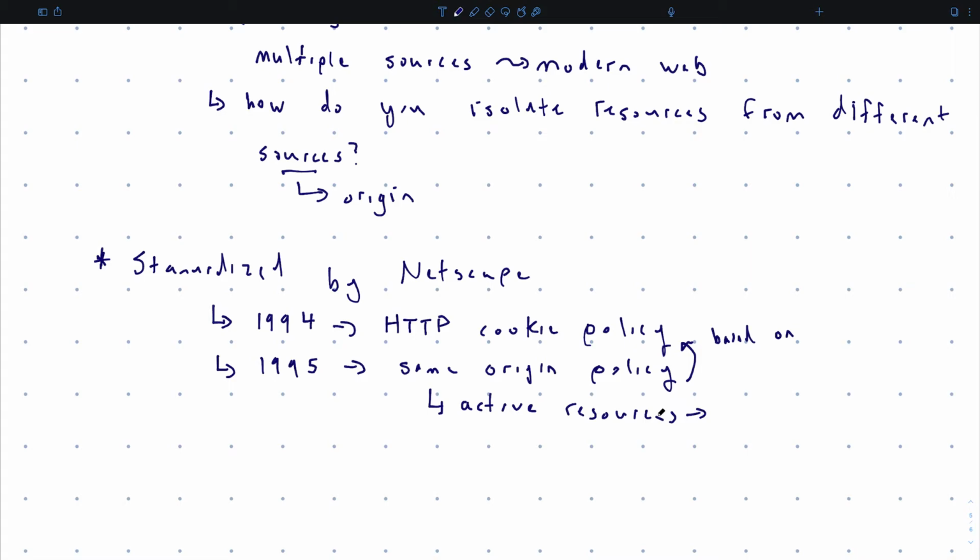So active resources are things like JavaScript. It's the most common one. Could be things like CSS, and then there's other older stuff that's not used so much, like Flash and ActiveX and that kind of stuff. And then passive resources are HTML, JPEGs, MP4 videos, whatever, that kind of stuff.